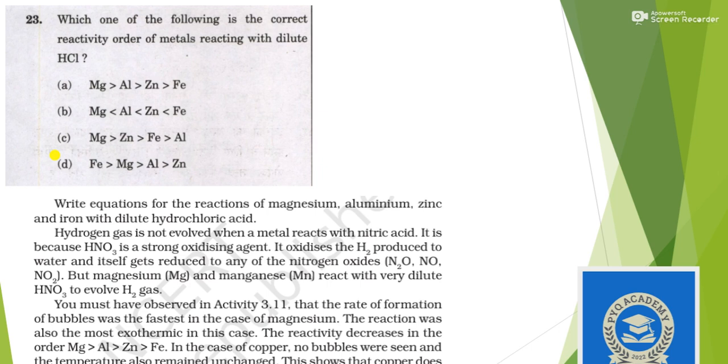Which one of the following is the correct reactivity order? Okay, with dilute HCl. This is asking about the reactivity. If you know the reactivity series, like sodium, magnesium, then you can get the answer directly. Or if you do not know the reactivity series, you can see the statement here is directly picked from the NCERT. Mg is greater than Al, Al greater than zinc, and zinc greater than iron. Okay, so the answer is option A.